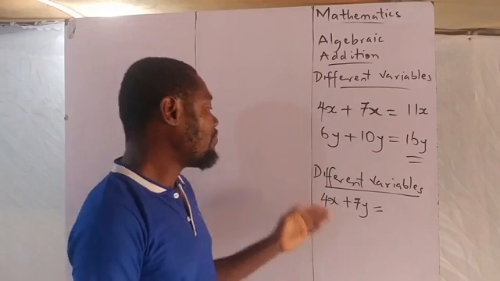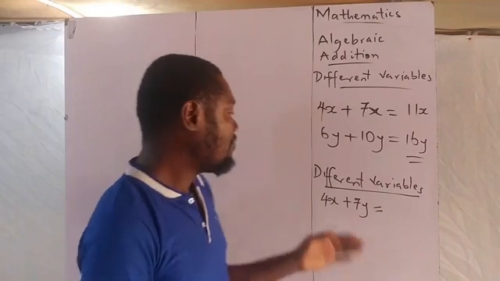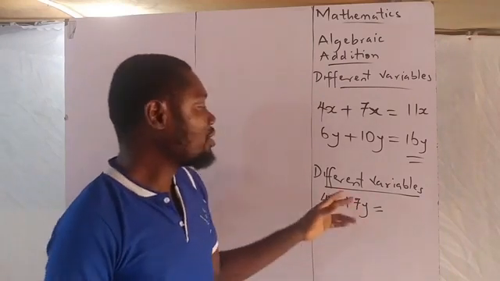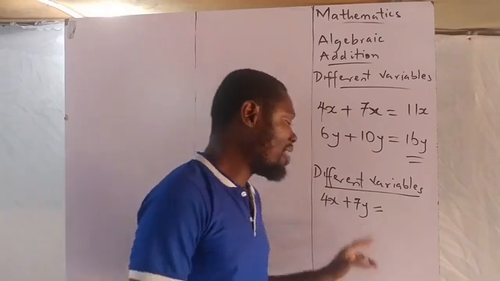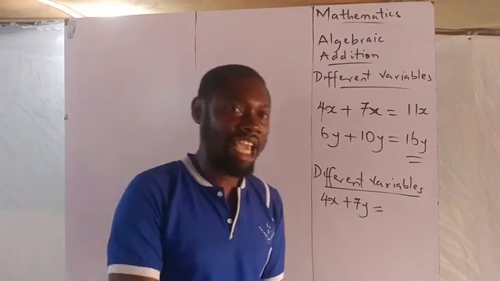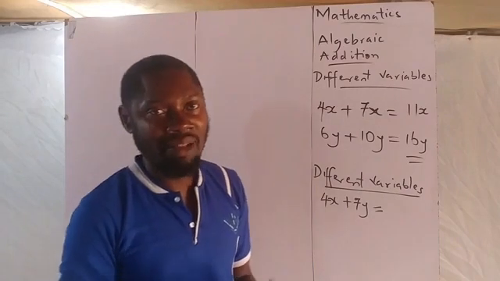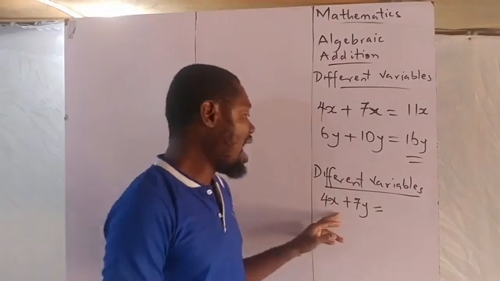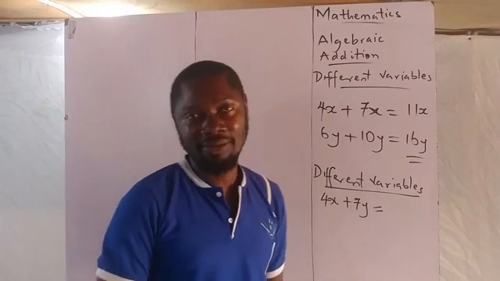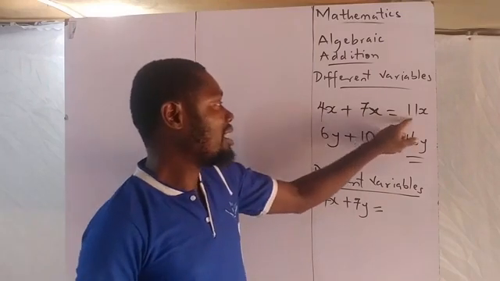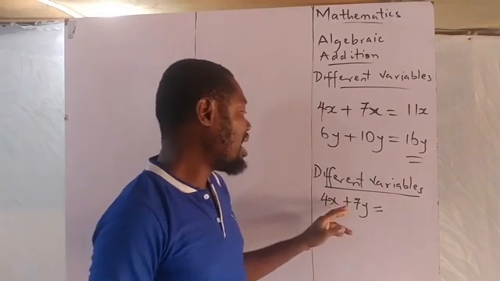And that is why 4x plus 7y cannot be combined, because 4 has x and 7 has y. Even if they are numbers, they sound like numbers that we know, 4 and 7. But they have other surnames, they have other identity attached to them that make them to be different. So 4x plus 7y cannot be added to have one single answer, like we got in these numbers, 11x and 16y.